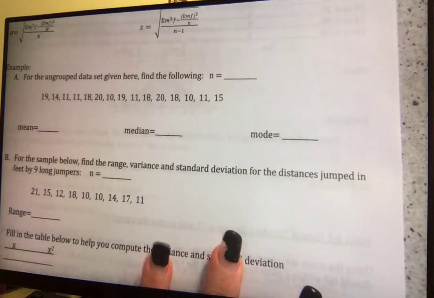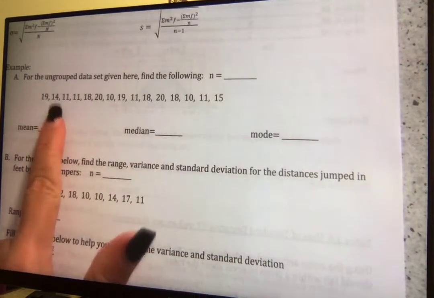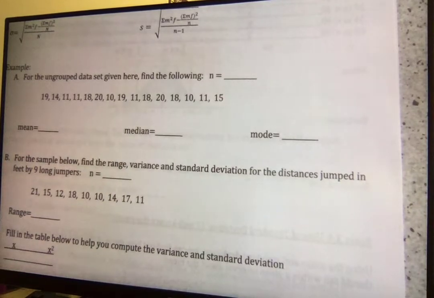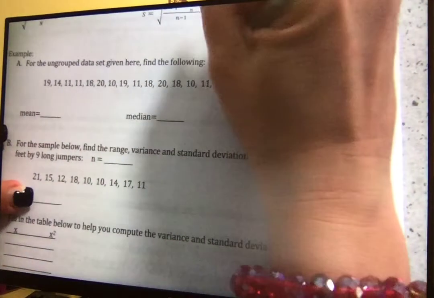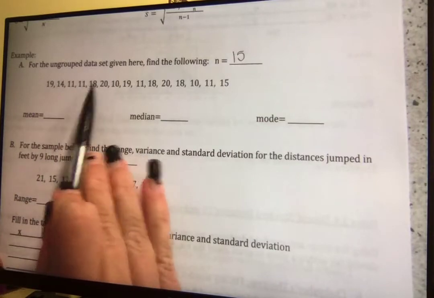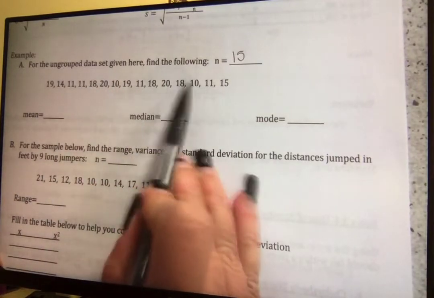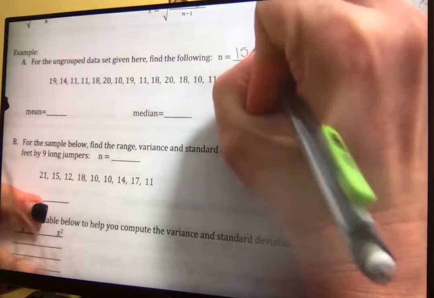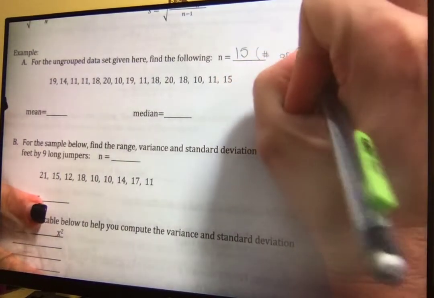So for example, for the ungrouped data set given here, find the following. First it asks us to find n. We have all these numbers: 19, 14, 11, 11, 18, 20, 10, 19, 11, 18, 20, 18, 10, 11, and 15. So n, how many numbers are there in this group? 15. Good, thanks. If you count it up, there are 15 items here. This is the number of values.